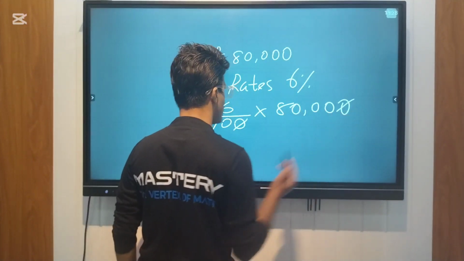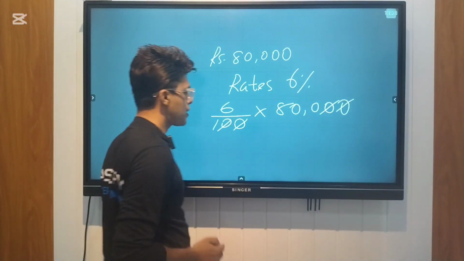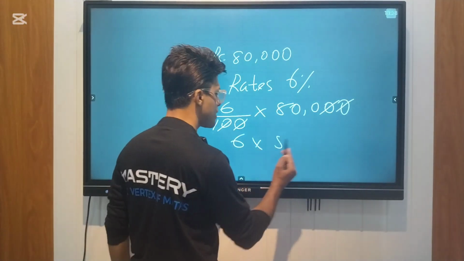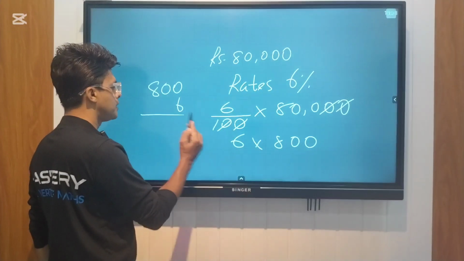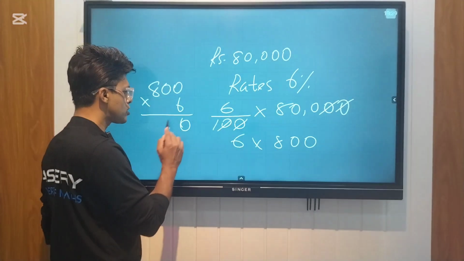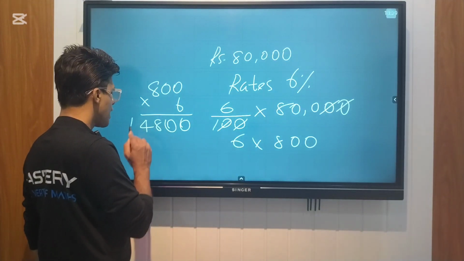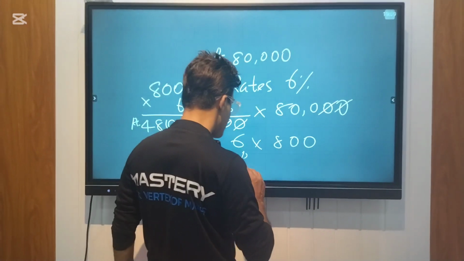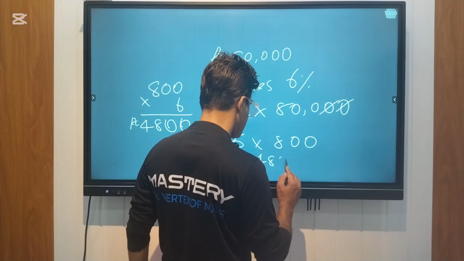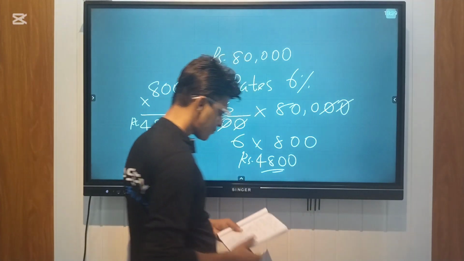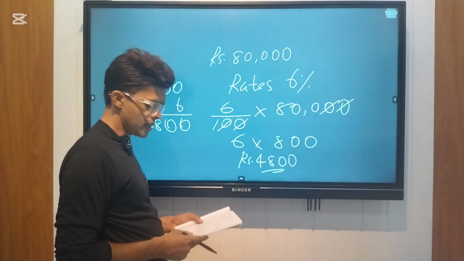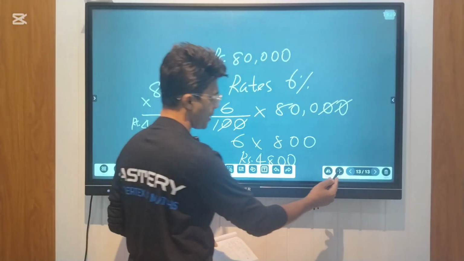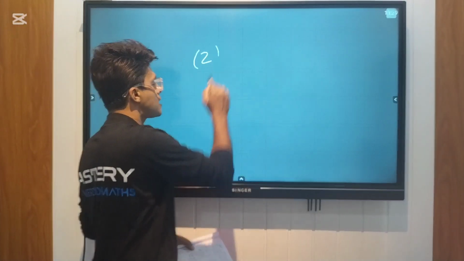Now this zero can be cancelled out, and this zero can be cancelled out. 6 into 800. 6 into 0, 0. 6 into 0, 0. 6 times 8, 48. This is the annual rates paid for this property: 4,800. This is an easy question. Let's start the second question.